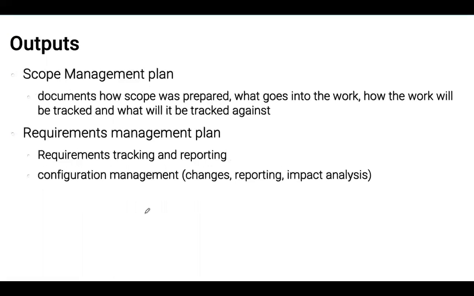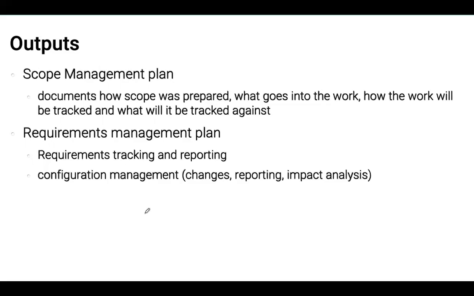As an output, we're going to produce a document which will detail how scope was prepped, what's going to go into the work, how work will be tracked, and what it will be tracked against. We're going to figure out the requirement management plan. The requirement is essentially all the stakeholders' needs of what the project should produce. And we're also going to produce configuration management. So how are the changes in the configuration going to be handled? How is the reporting on those changes going to be handled? And how are we going to analyze impact?